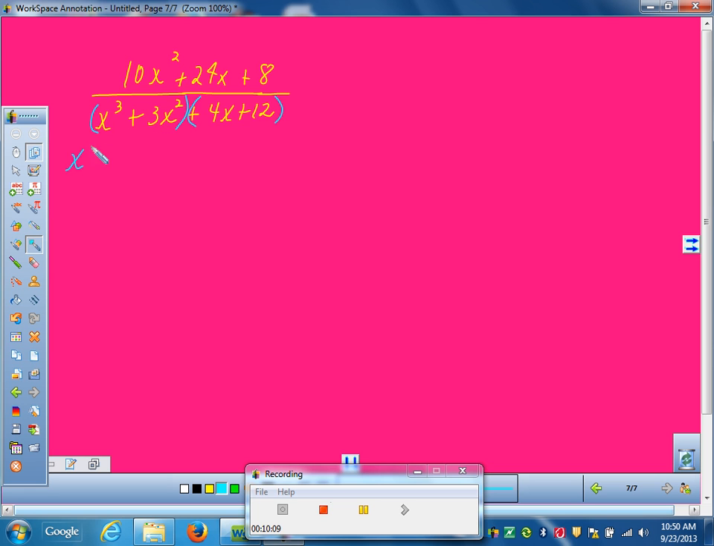Pull out your x squared out of the first 2. What can you pull out of the second 2? A positive 4. And so what will my factors be? You're not done here. People always think they're done. Pull out x plus 3, and so therefore you would have x squared plus 4.